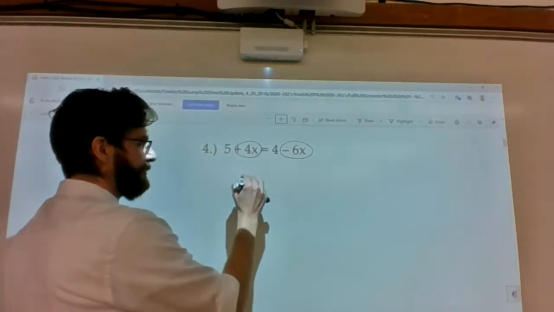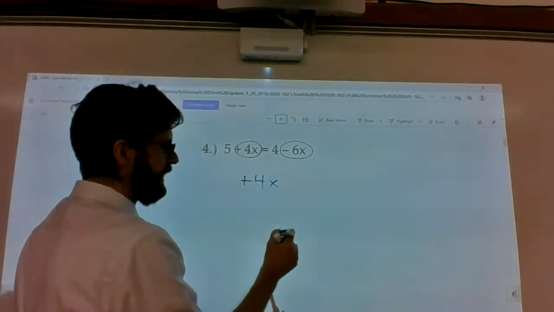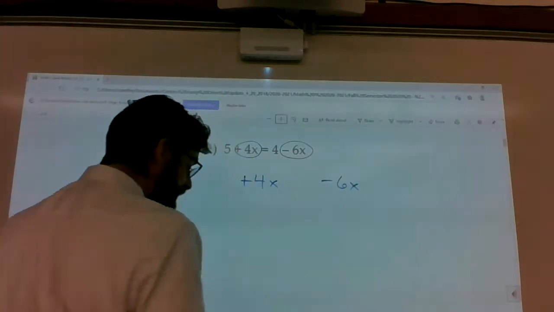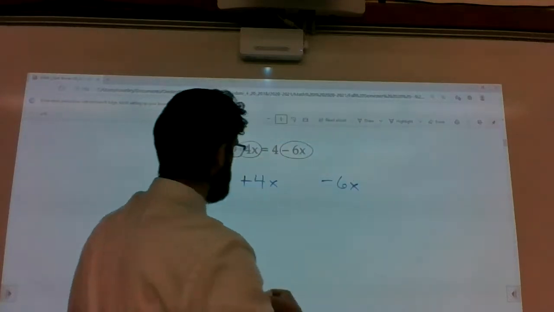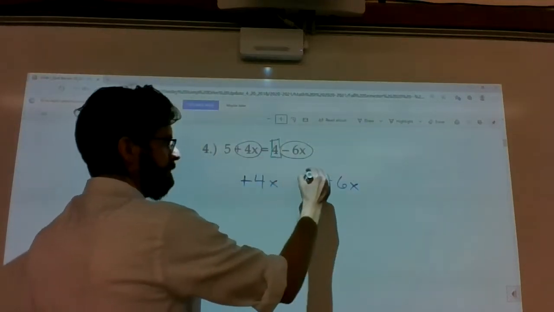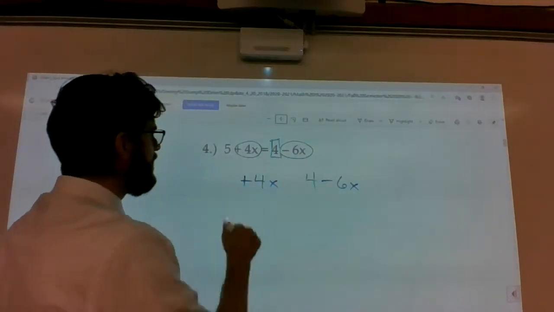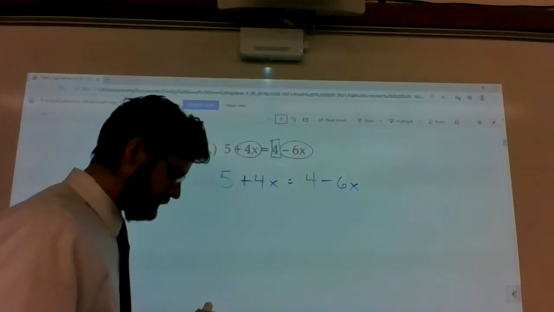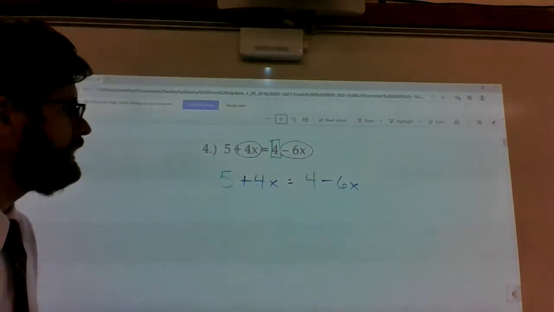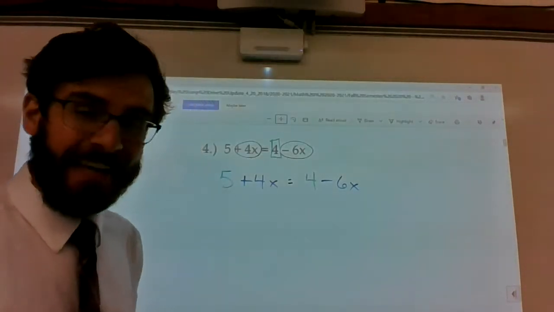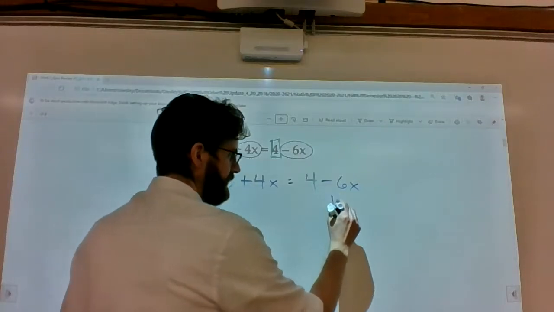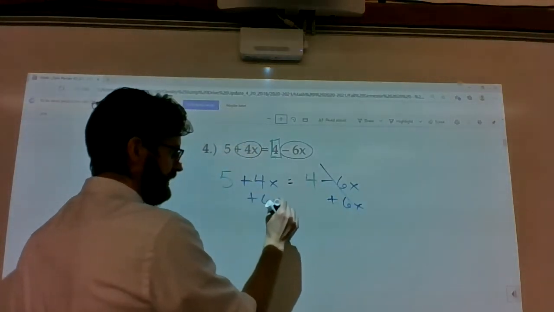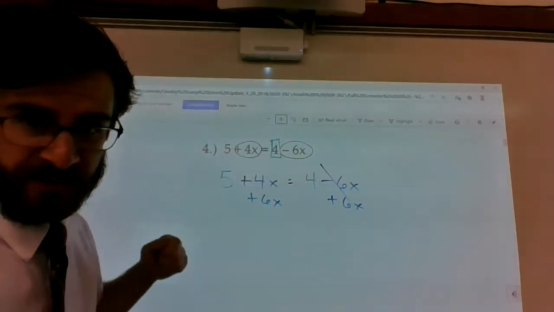So I'm going to say, with my blue highlighter, I've got plus 4x on the left and minus 6x on the right. With my green highlighter, I've got 4 on the right and 5 on the left. So hopefully that would be helpful to say, hey, the blues go together. Add 6x to the right to zero that out. Add 6x to the left. Make sure that the 4x and the 6x are coming together.